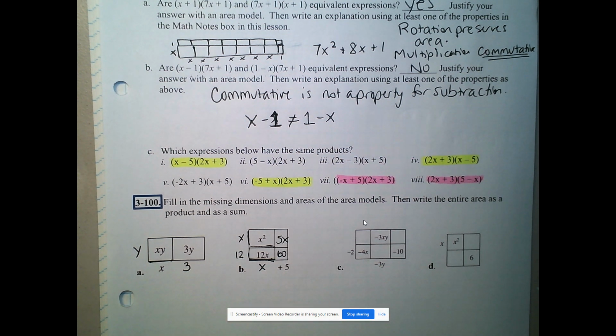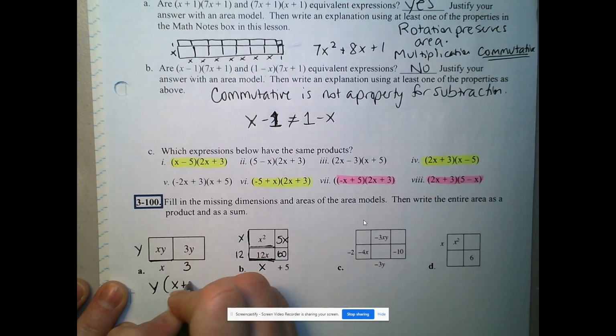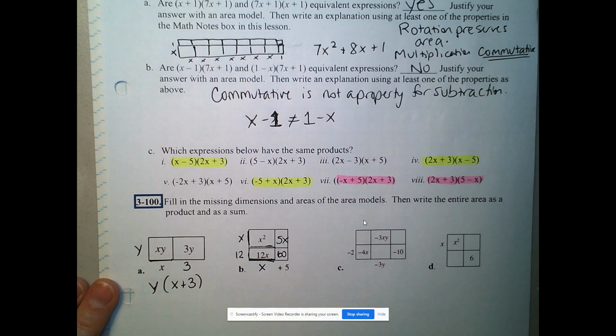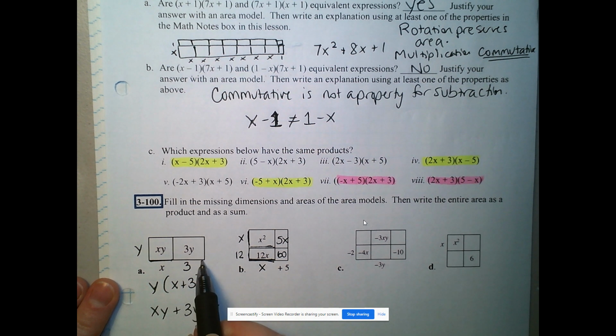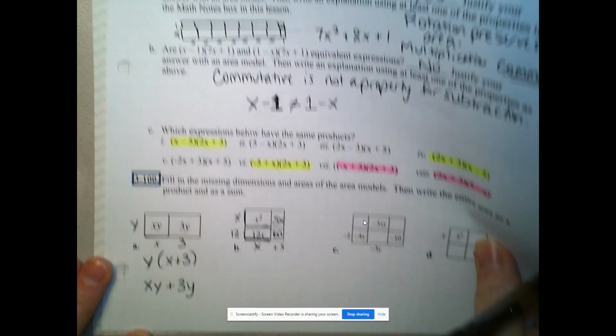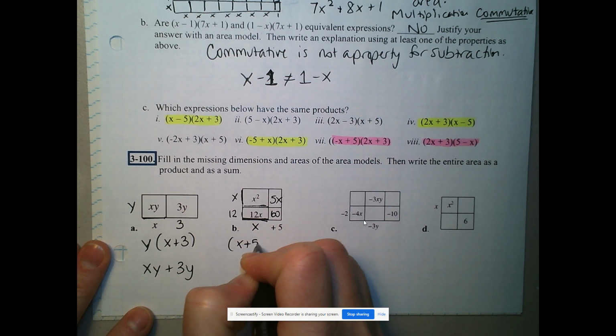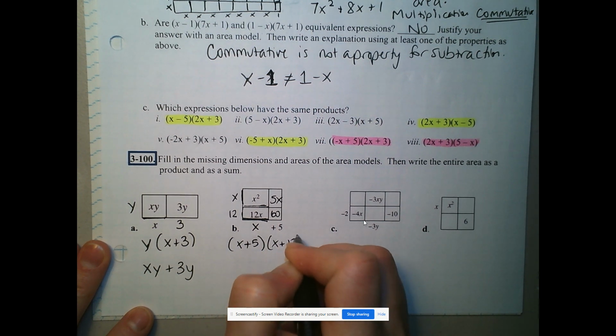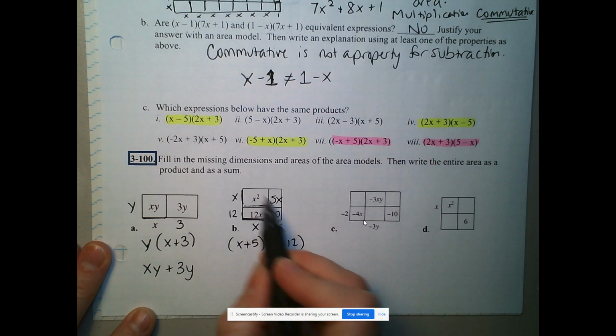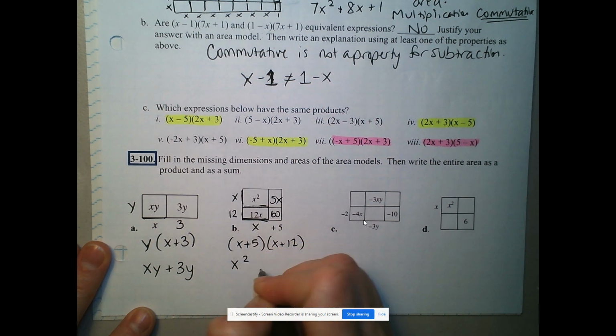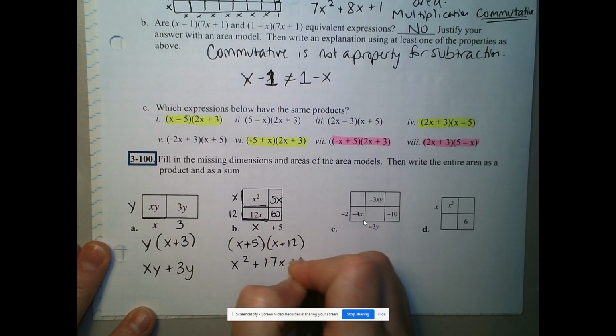It does ask us to write the area as a product and a sum. So you would go back. This would be y times x plus 3. That's your product. xy plus 3y would be your sum. Product is where you do the length times width, and then the sum is where you tell me the names of the areas that are right on the tile themselves. This one is going to be x plus 5 along the bottom, x plus 12 up the side. That's your length times your width. And then if I total up what's inside, x squared plus 12x plus 5x, which is 17x plus 60.